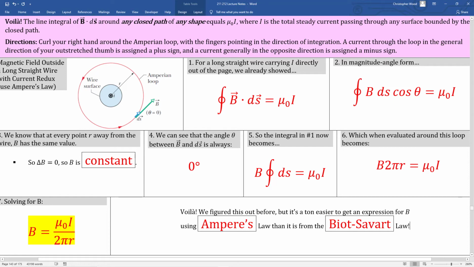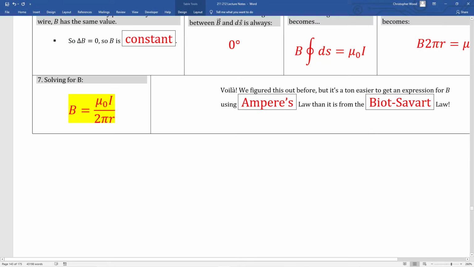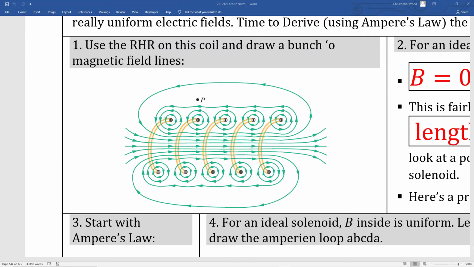Box 6, the integral of ds is s, and s equals 2 pi r, the circumference, which is the path length of this Amperian loop. We simplify and end up with box 7. We used Biot-Savart previously to figure this out, but using Ampere's law does the same thing, only it's much easier. Just like Gauss's law handled simple geometries, Ampere's law, the way we apply it at this level, is restricted to simple loop geometries.